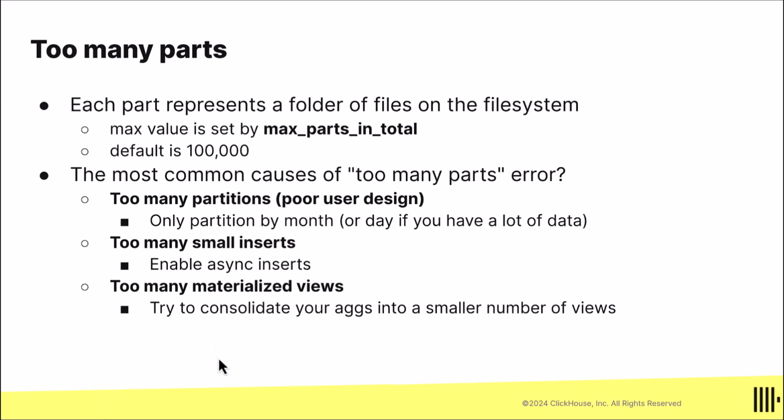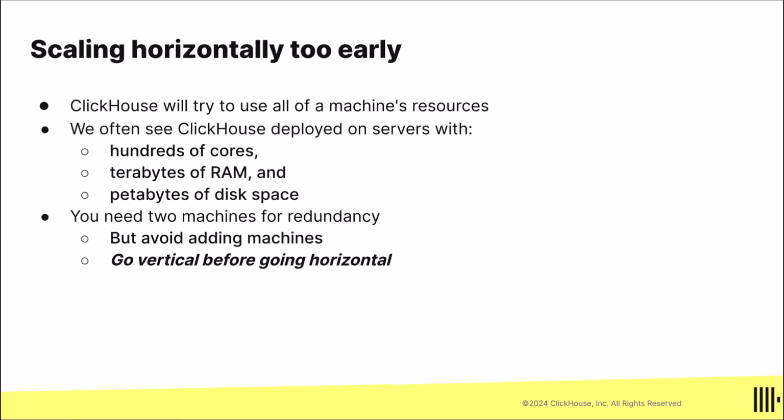Or you might just have too many materialized views. You insert the data into one table, you got 10 materialized views. You're just generating 10 times the number of parts. And so keep that in mind as well. ClickHouse has a maximum. After you hit 100,000 parts, ClickHouse assumes that something wrong has happened and it'll start to throw errors.